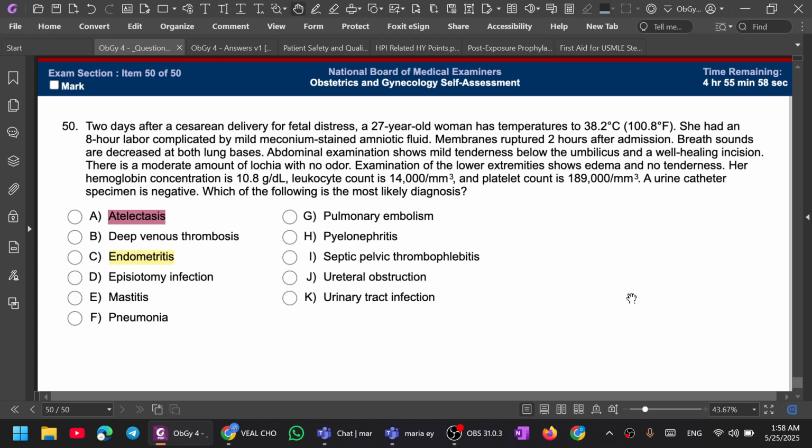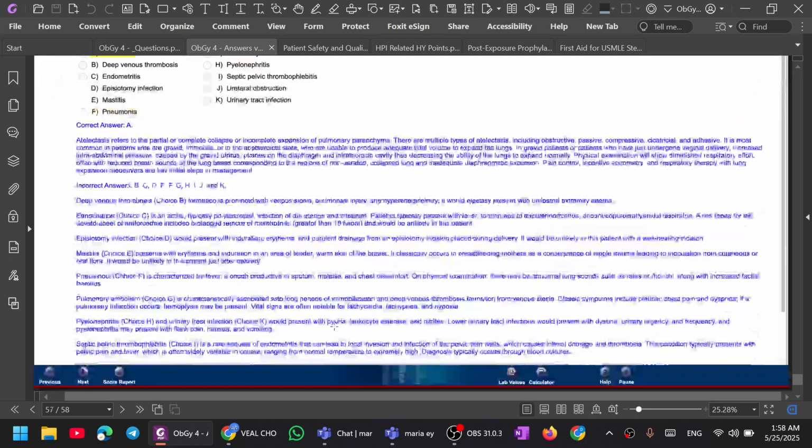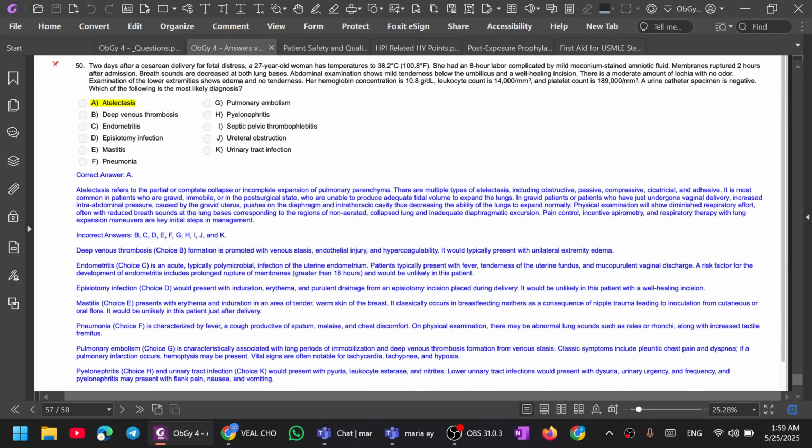Atelectasis refers to the partial or complete collapse or incomplete expansion of pulmonary parenchyma. There are multiple types of atelectasis, including obstructive, passive, compressive, cicatricial, and adhesive. It is most common in patients who are gravid, immobile, or in a post-surgical state who are unable to produce adequate tidal volume to expand the lungs. In gravid patients or patients who have just undergone delivery, increased intra-abdominal pressure caused by the gravid uterus pushes on the diaphragm and intrathoracic cavity, thus decreasing the ability of the lungs to expand.